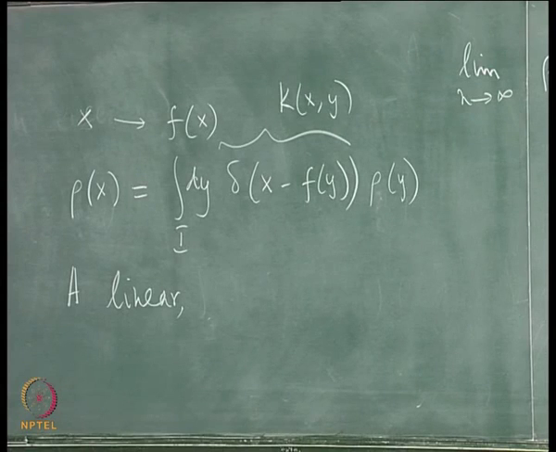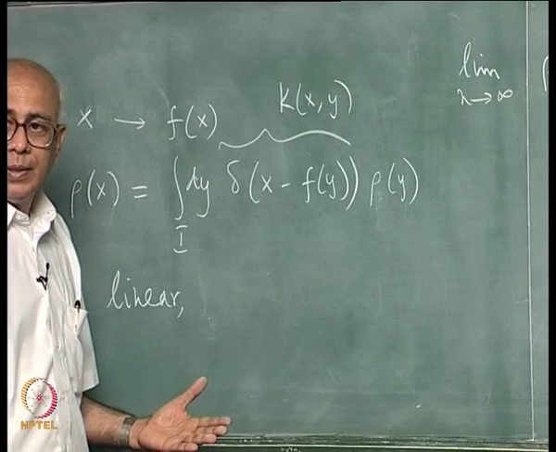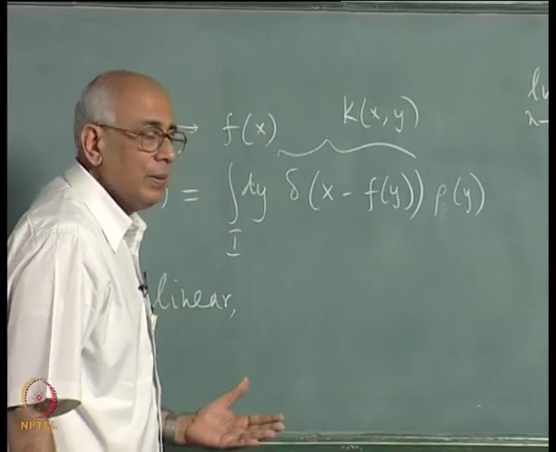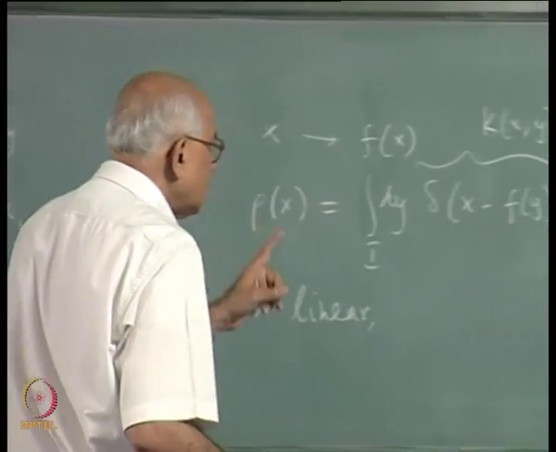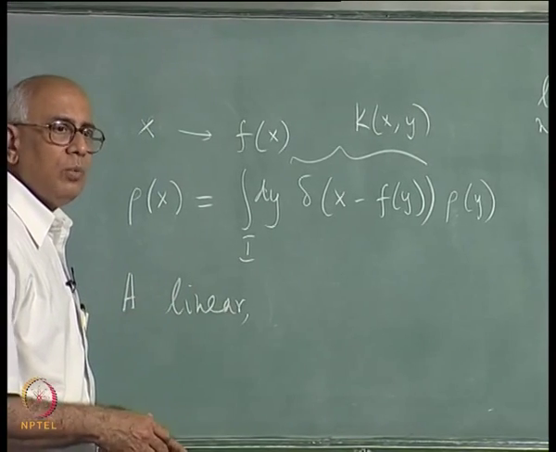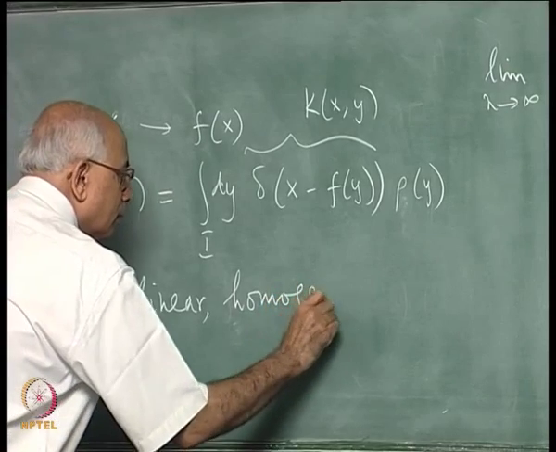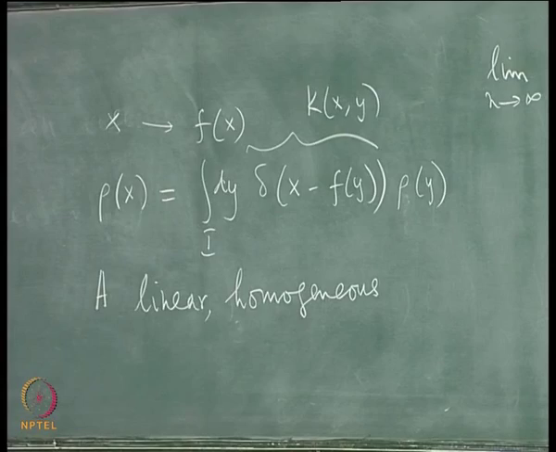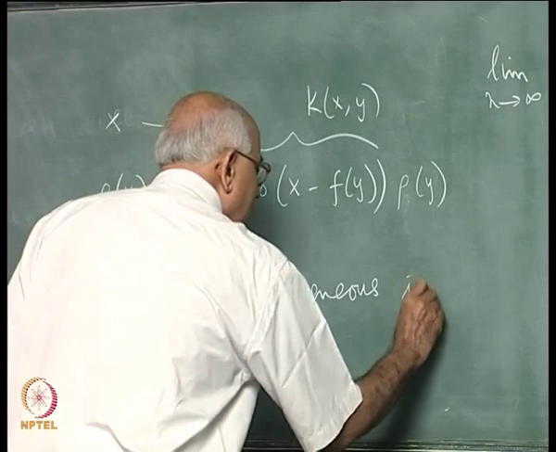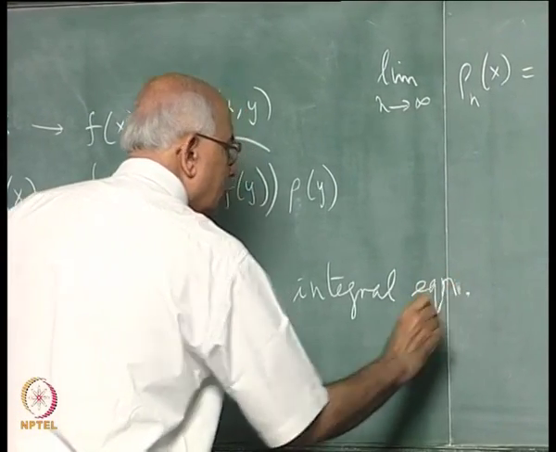Is it homogeneous or inhomogeneous? Where is the inhomogeneous term here? It is an integral equation, definitely not a differential equation. But is it homogeneous or inhomogeneous? In other words, if I multiply rho by a constant would this still be true? Yes, of course. So it is a linear homogeneous equation. Is it a differential equation or an integral equation or a difference equation? It is an integral equation. It is very much an integral equation.